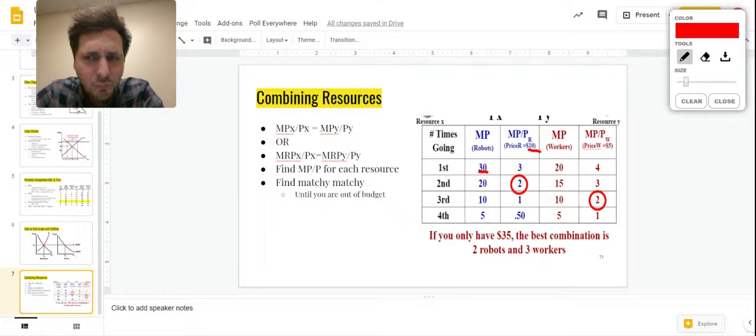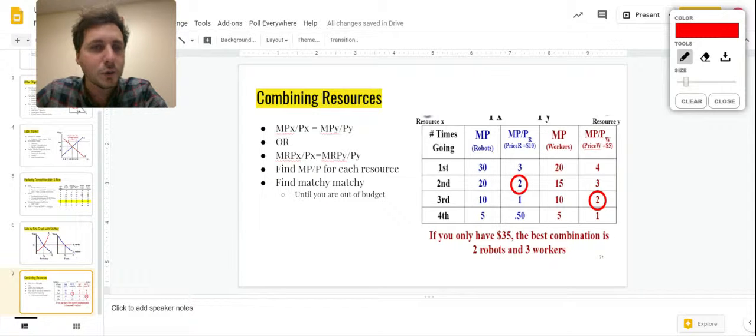Jump over here. Workers are actually $5 a piece. So now when I'm finding this, instead of dividing by 10, I'm dividing by 5. So my first worker gives me 20 units, costs $5. 20 divided by 5 is 4. That person is going to give me 4 units of production per dollar that I spend on them, right? Then 15 divided by 5 will be 3. 10 divided by 5 is 2. And 5 divided by 5 is 1.